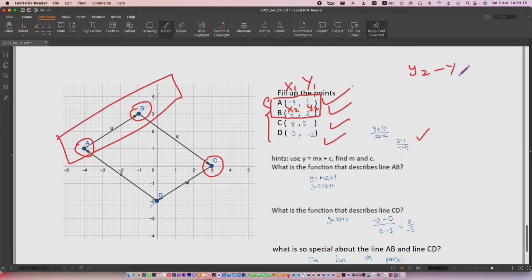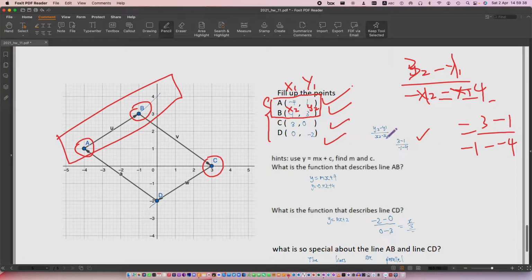If you follow this, and you never follow, what's your y2? 3, right? What's your y1? 1, right? What's your x2? -1. What's your x1? -4. So what you end up with is 3 minus 1 on top, and then below is -1. Can you see -4? And you make a mistake here. You never follow my steps.